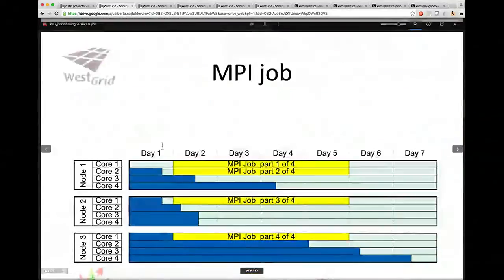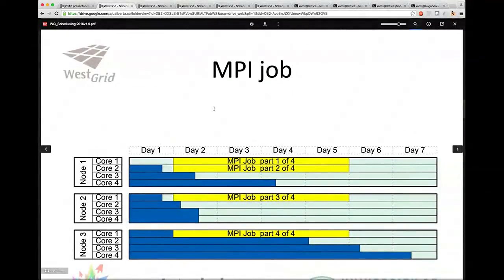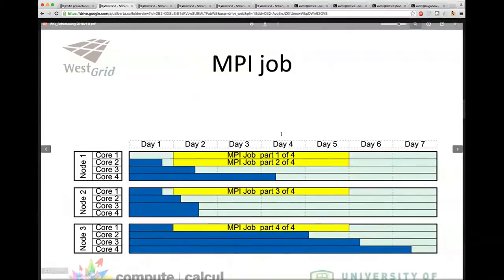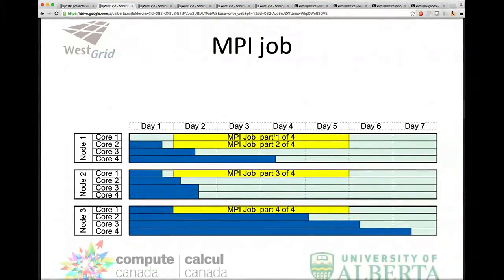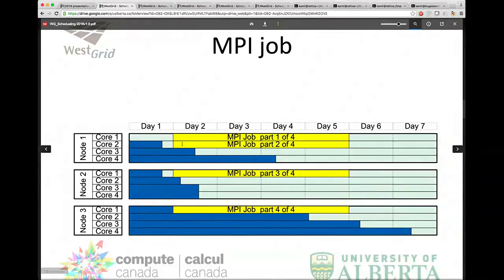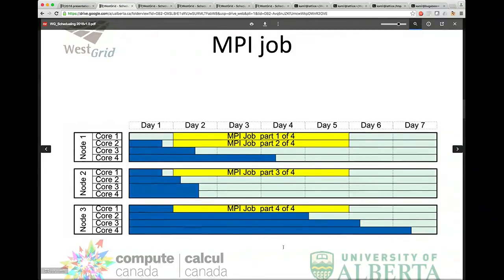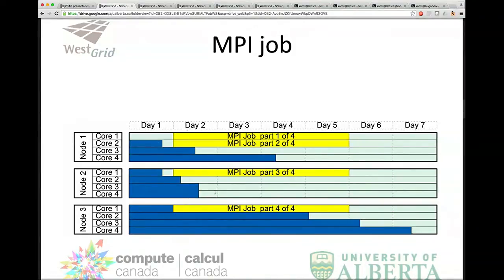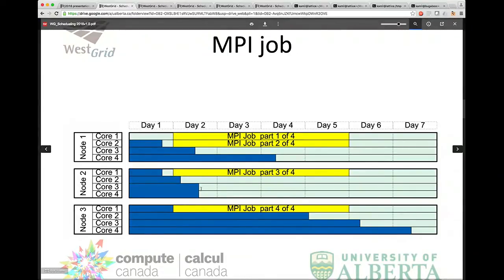So moving on to another type of job, an MPI job. Here we see an MPI job. Notice that it starts at the same time. We have to wait until 4 cores, 4 processes, are available somewhere on the cluster. All parts of the job have to start at the same time. So we see the 4 parts starting. Notice that it's not as efficient as having single jobs, because then many single jobs could be starting sooner, right? There's holes left behind.